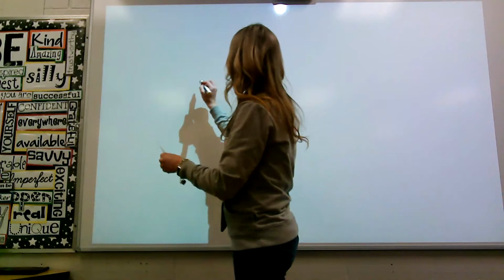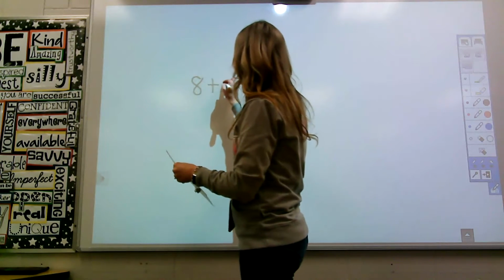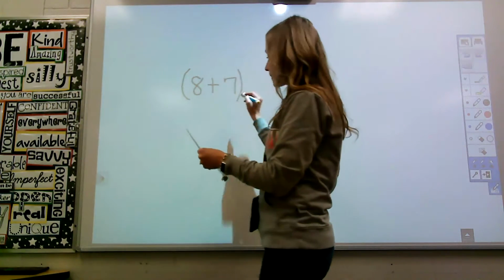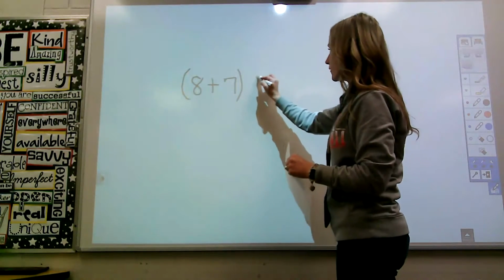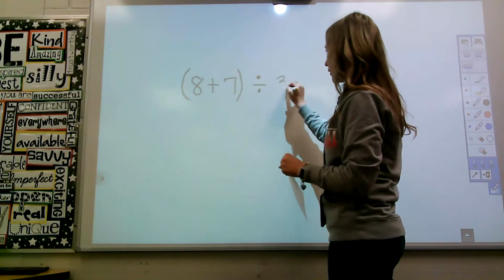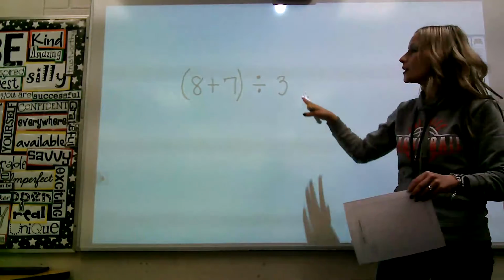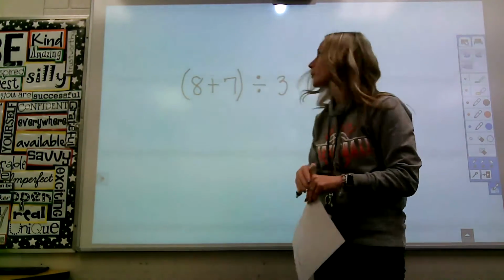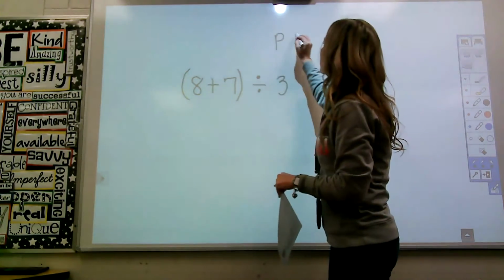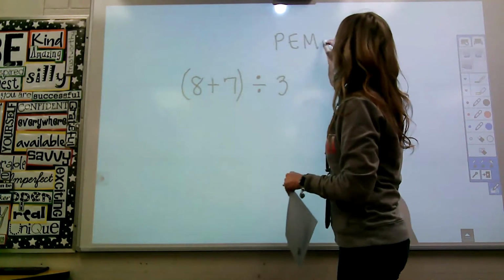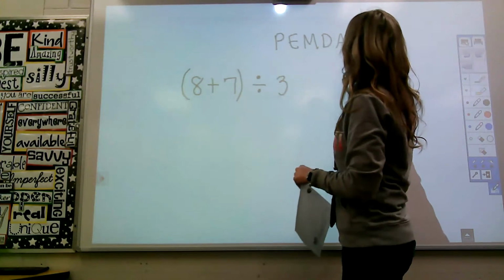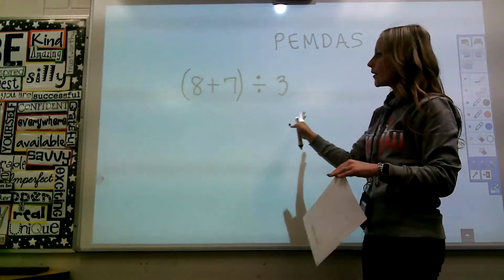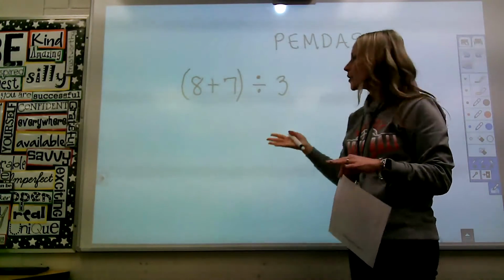We're going to write 8 plus 7 and put it in parentheses. And then we have divided by 3. So we're going to solve this problem using order of operations. And when we use order of operations, we use PEMDAS to help us get through. The first thing you ask is, are there any parentheses? If there are, you solve that problem.